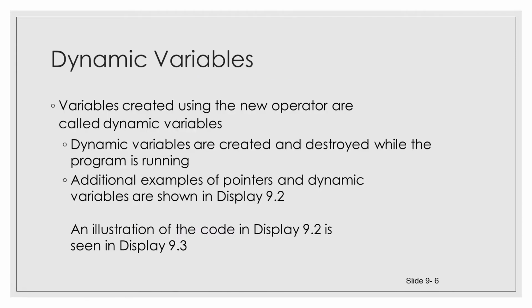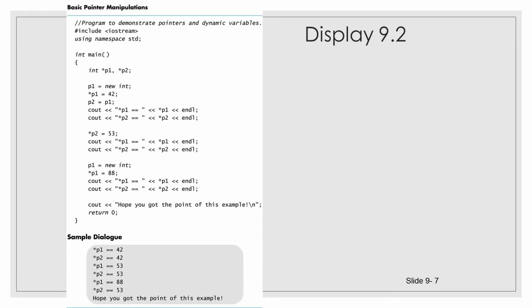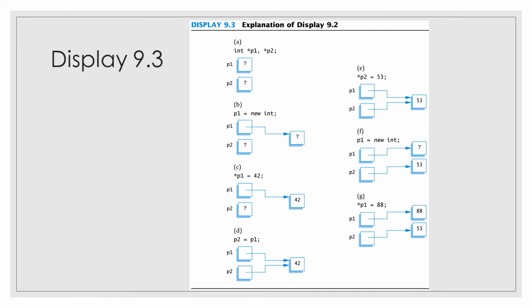Variables created with the new operator are called dynamic variables. They can be created and destroyed while the program is running, and that's what makes them dynamic. Your author has a number of examples in the textbook that show how this works. This is one you might pay attention to as you read the textbook, and display 9.3 gives a diagram of how it works.